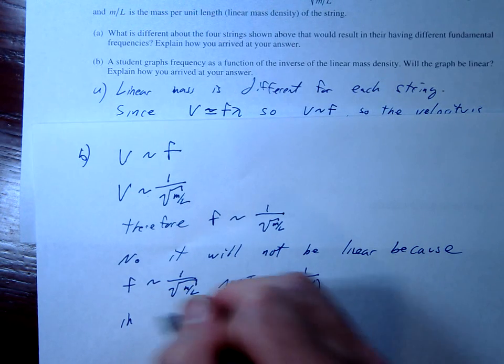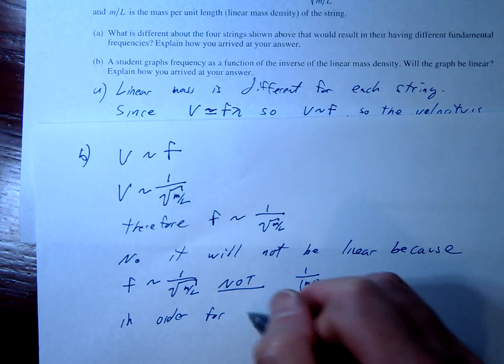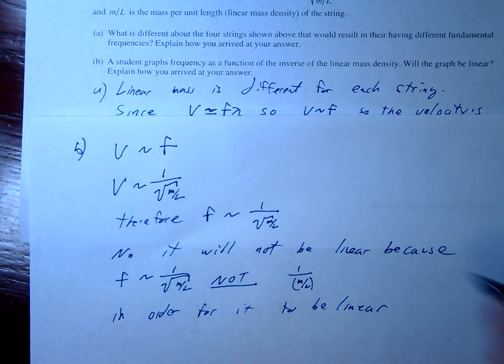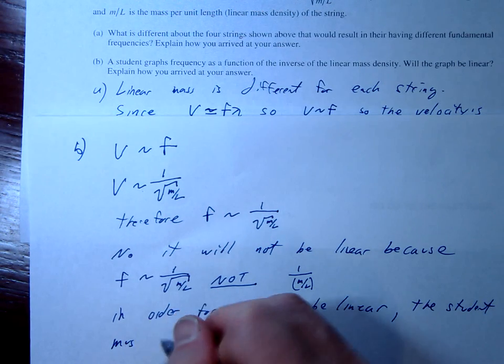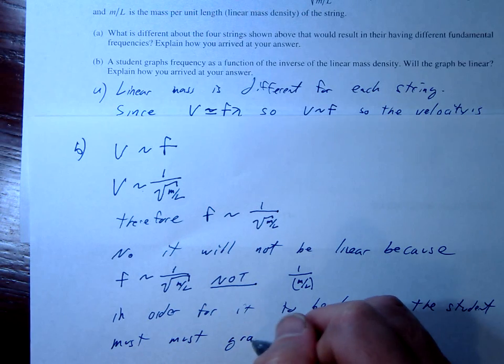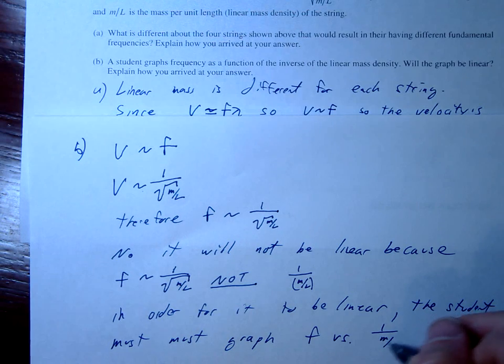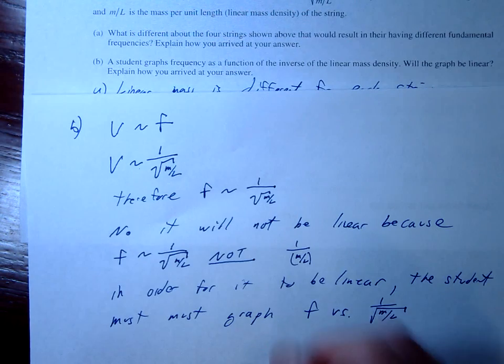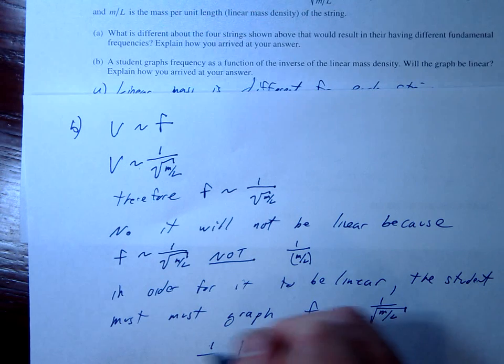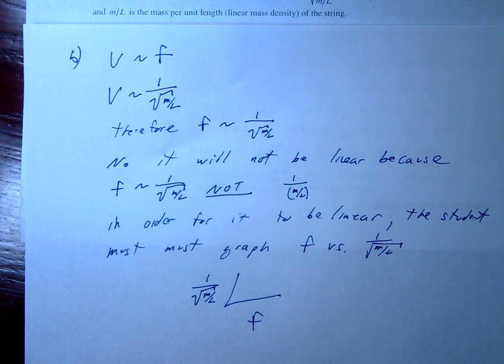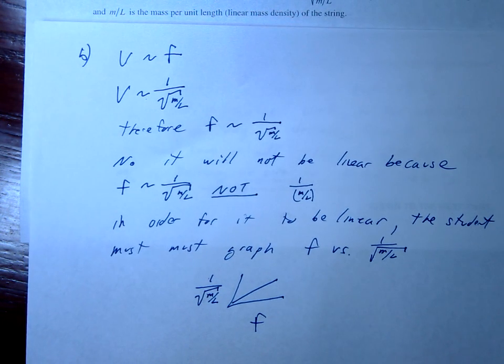Okay, in order for it to be linear, and I know they're not asking this, but let's just answer it anyway. In order for it to be linear, the student must graph frequency versus 1 over the square root of m over L. Something like this, F versus 1 over the square root of m over L. That's going to create a linear graph. All right, last question, letter C.